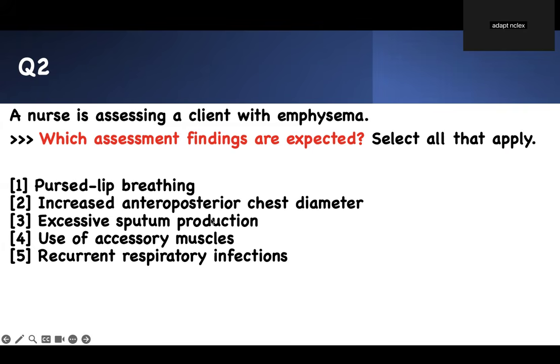Therefore, which one? Our AP diameter is going to increase. We don't have excessive mucus secretion. We're going to use our accessory muscles. We don't have recurrent lung infection due to lack of mucus secretion. 1, 2, and 4 are your right answers. I know you get that one too.